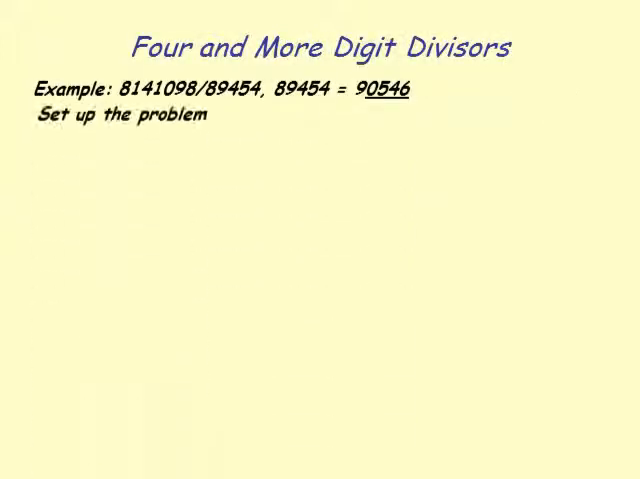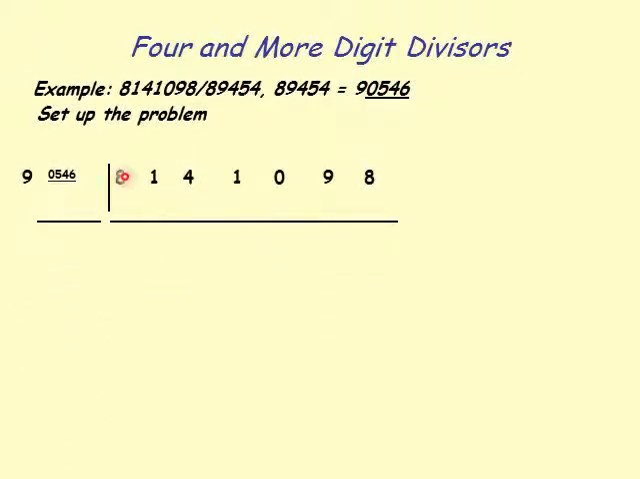Okay. The problem is 81411098 divided by 89454. 89454 is equal to 90,000 minus 546, and I can represent that as 9 bar 0 546. Okay. The setup for the problem is this: this is my dividend, 81411098, and this is my divisor, 9 bar 0546.